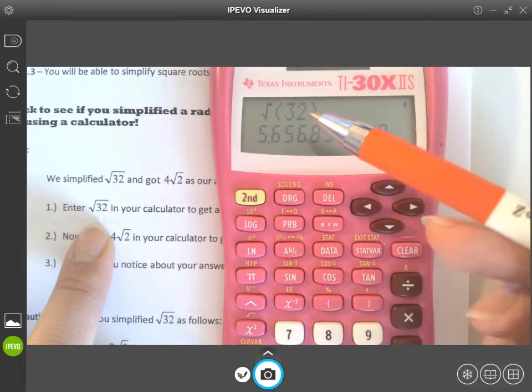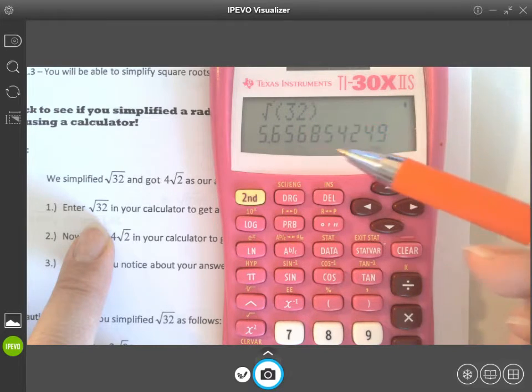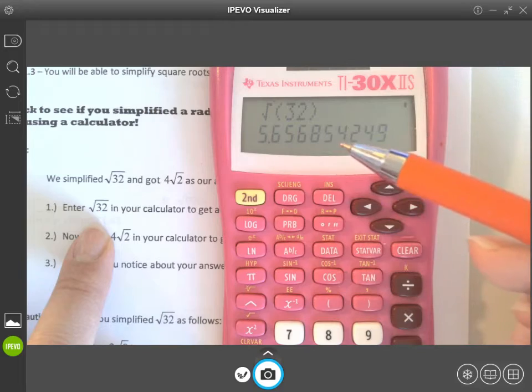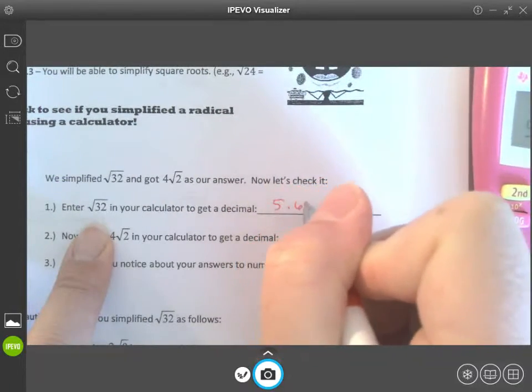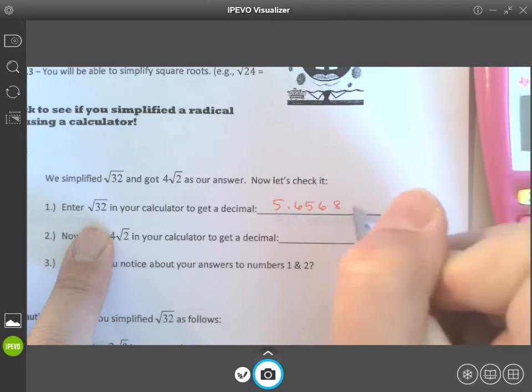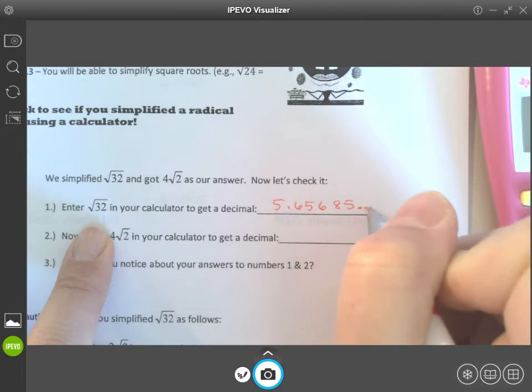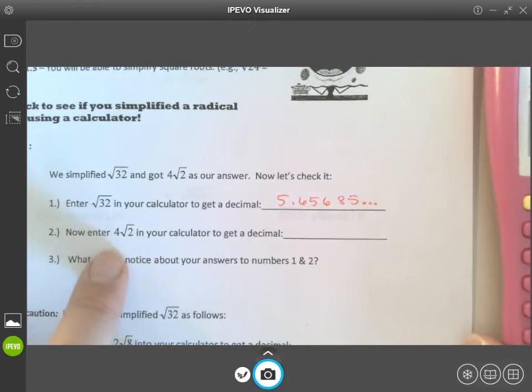The idea is that this is an irrational number. It does not terminate, okay? So the square root of 32 is 5.65685, and I'm just going to go dot, dot, dot, showing that this number goes on forever.